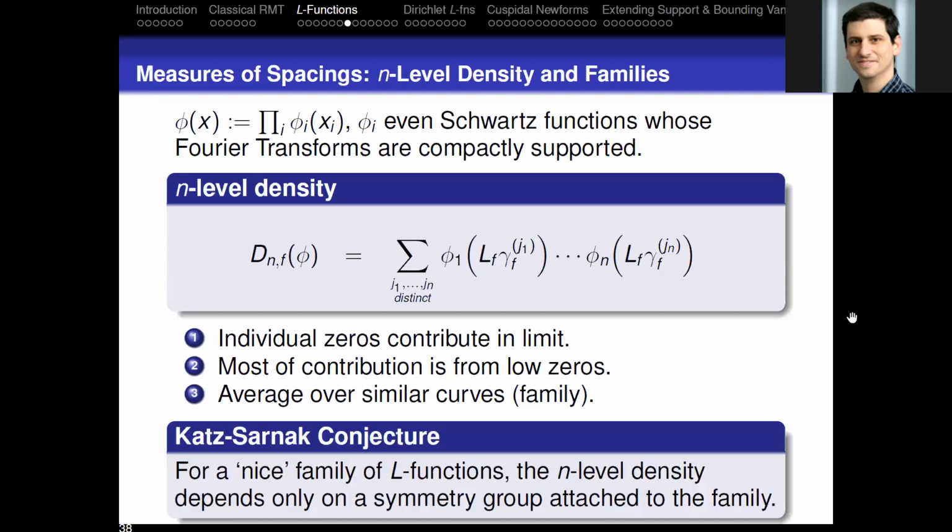And so, for instance, a family could be Dirichlet L functions. It could be cuspidal new forms. It could be elliptic curves. There's lots of different families you can look at.